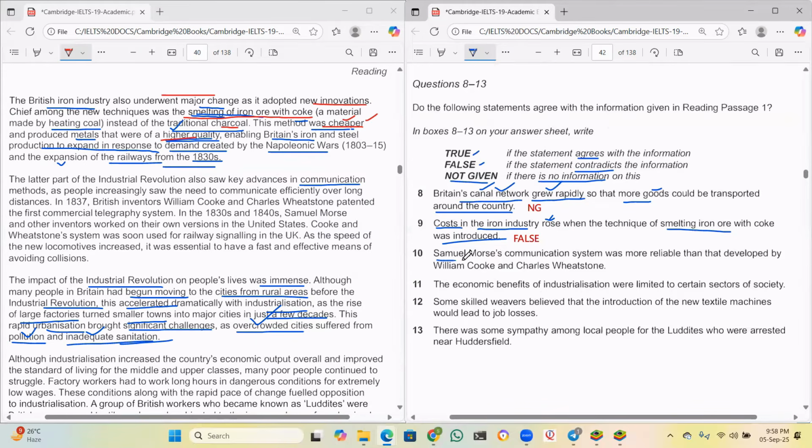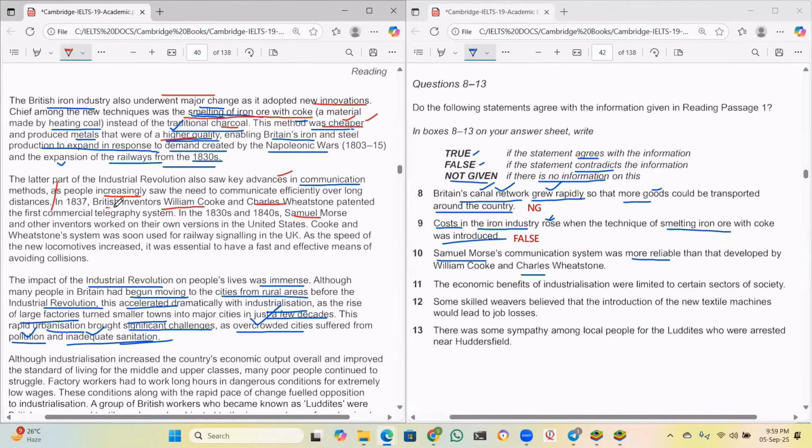Next, Samuel Morse's communication system was more reliable than the one developed by William and Charles. Okay, we don't know who are these guys. Okay, so it is here: William, Charles, Samuel. Okay, let us read this paragraph. The latter part of the Industrial Revolution also saw key advances in communication methods as people increasingly saw the need to communicate effectively over long distances.